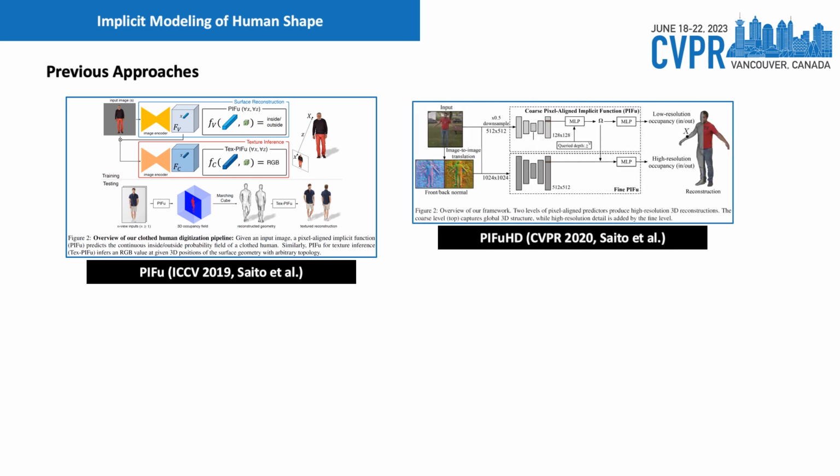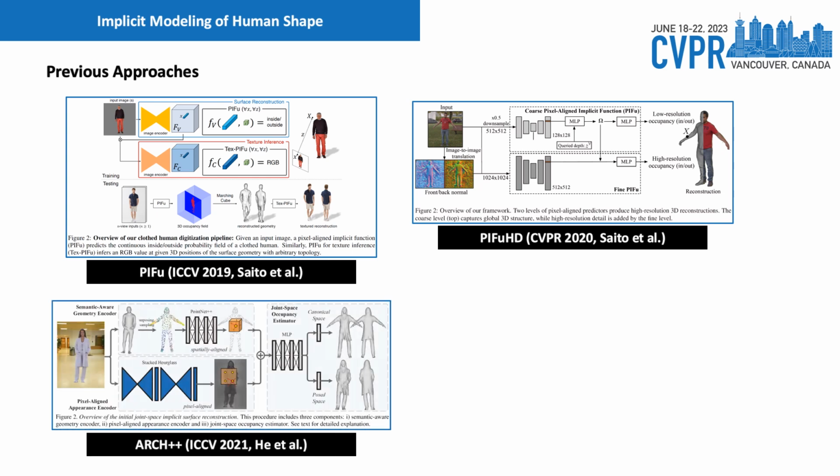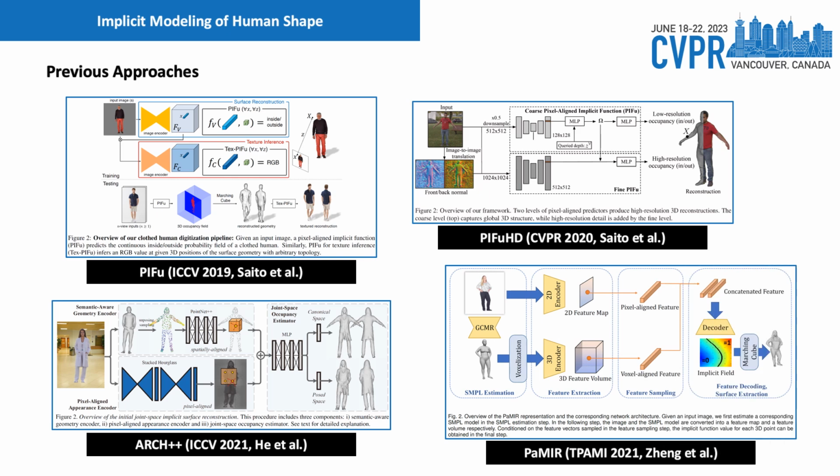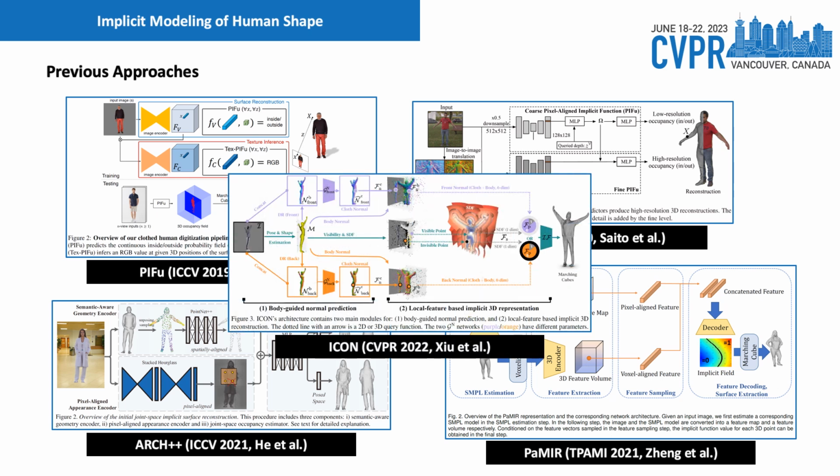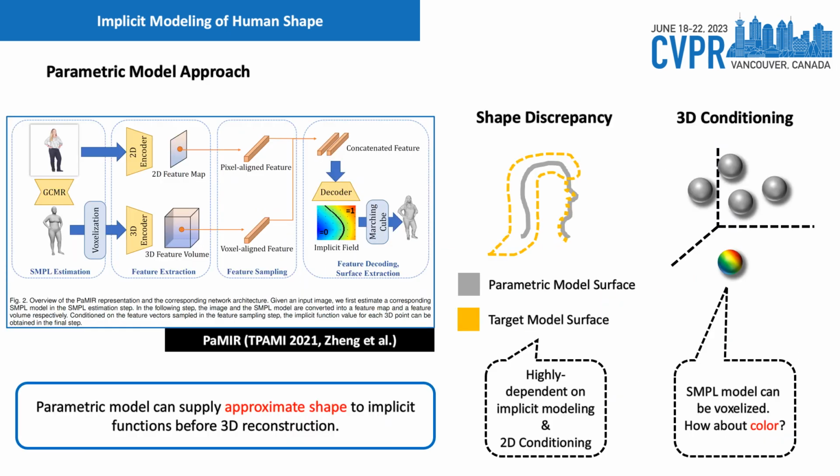PIFuHD aimed to preserve details by combining two PIFu branches, while ARCH++ adopted auxiliary modules such as PointNet for 3D embedding. PaMIR provided additional guidance to the function by voxelizing the parametric model. ICON utilized Pix2PixHD, which estimates normals similar to PIFuHD, in conjunction with the parametric model. Approaches like PaMIR, which utilize parametric models, offer the advantage of being easy to implement while demonstrating powerful performance.